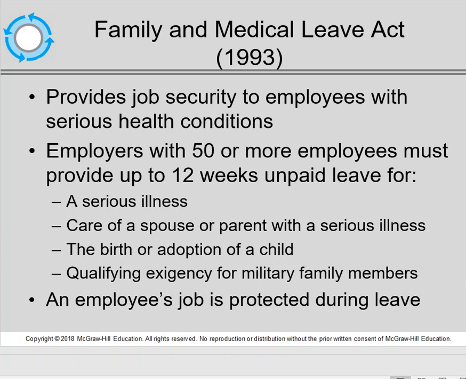This applies to employers with 50 or more employees. If you qualify for FMLA leave, the employer must provide up to 12 weeks of unpaid leave per year, and it could be for such things as the things listed on this slide, such as a serious illness, the birth of a child, or adoption of a child. In 2008, it was extended to military family members. Thus, the employee's job is protected during this unpaid leave. In order to be eligible, the employee must have worked at least 1,250 hours during the previous 12 months.